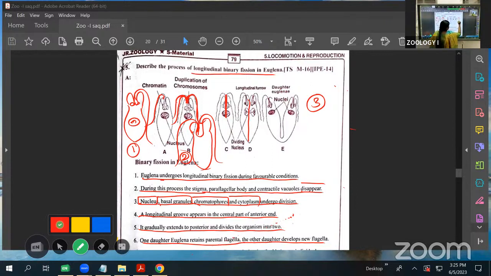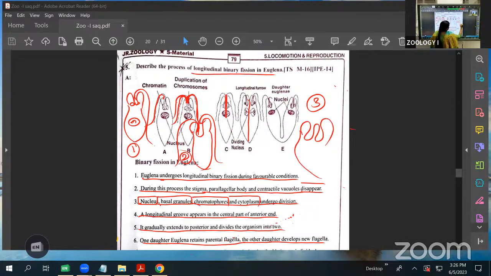You draw like this. Two cytopharynx are drawn here, two. Like this you draw. See this one, observe here, and here one stigma, and here one stigma, paraflagellar body. The two flagella occur in this one. Next, the elongation of the nucleus, you draw it, this one.